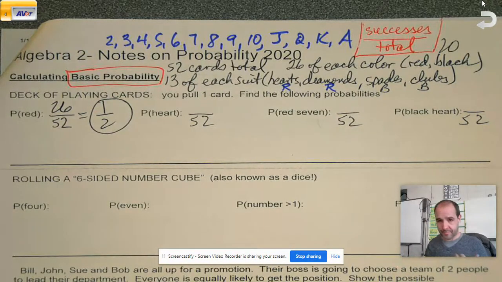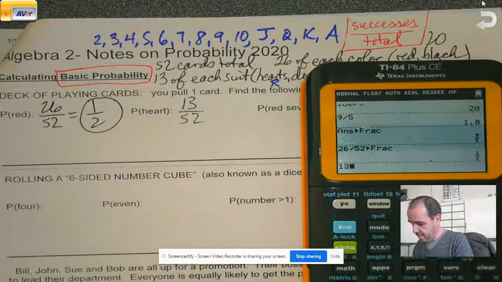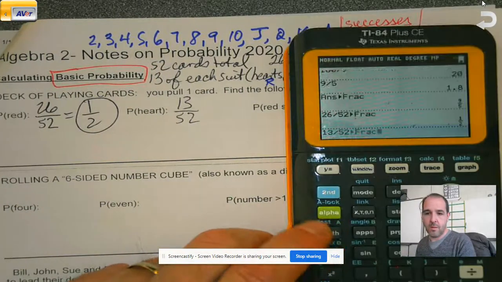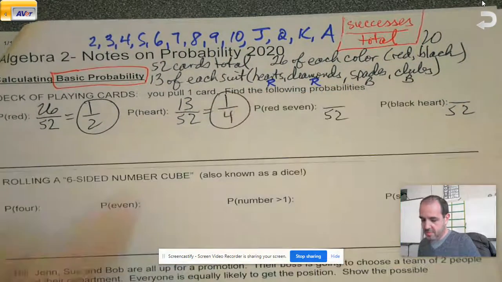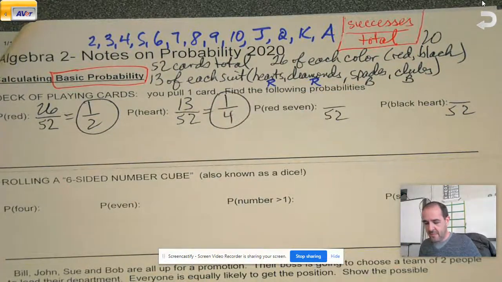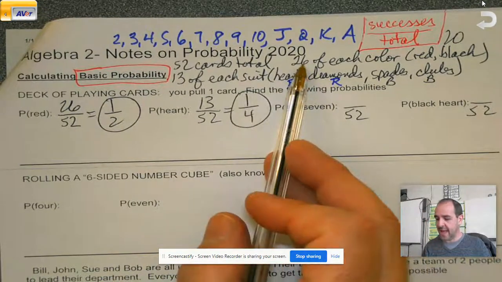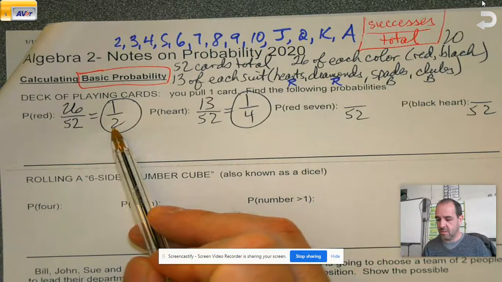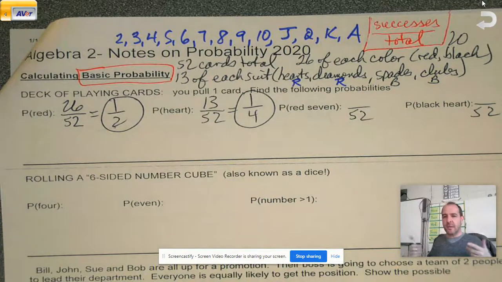And so probability of a heart. Well, there's 13 hearts, so 13 out of 52. And again, if I need the help, it reduces to 1/4 because they're each divisible. Now, if you think about that for a minute, doesn't that make sense? Half the cards are red. And 1/4 because there's 4 different suits and there's the same amount of each. So sometimes I can think ahead a little bit here.